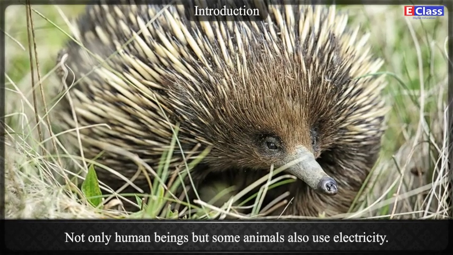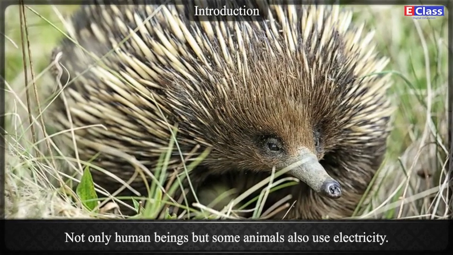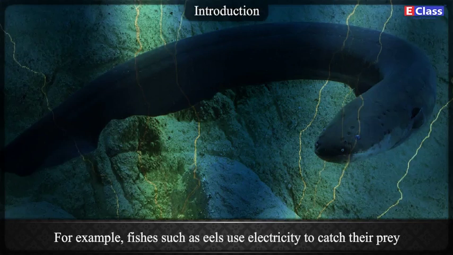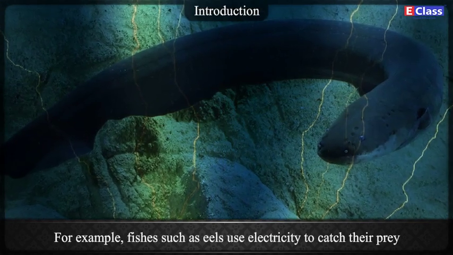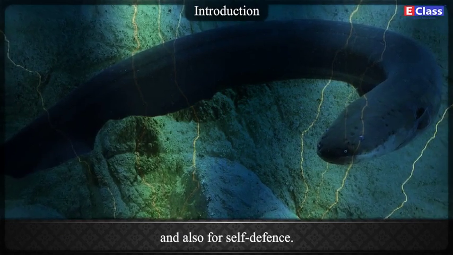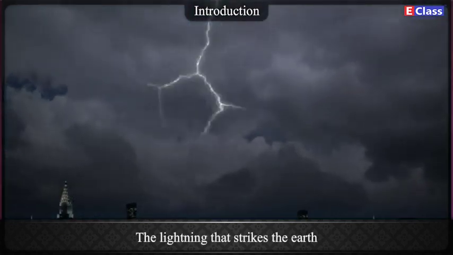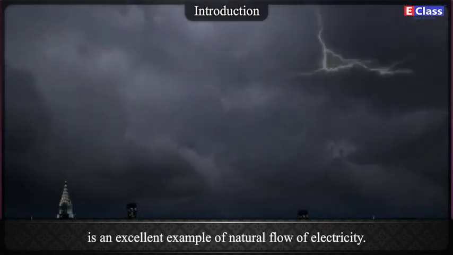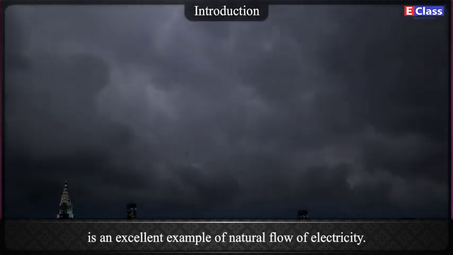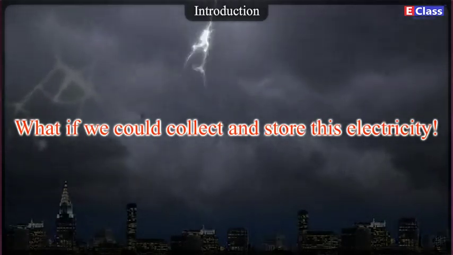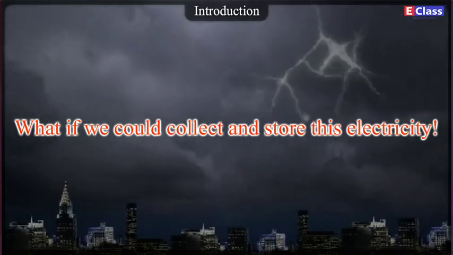Not only human beings, but some animals also use electricity. For example, fishes such as eels use electricity to catch their prey and also for self-defense. The lightning that strikes the earth is an excellent example of natural flow of electricity. What if we could collect and store this electricity?